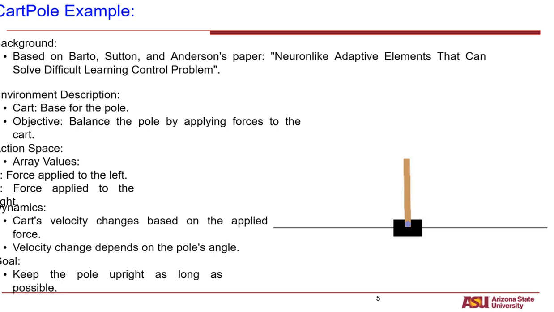So the basic problem I would like to describe is that the pole isn't standing all the time. There's a high possibility that it might fall off. But what our agent needs to do here is ensure that the pole is standing.